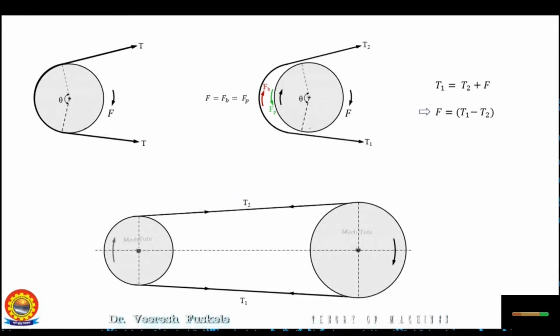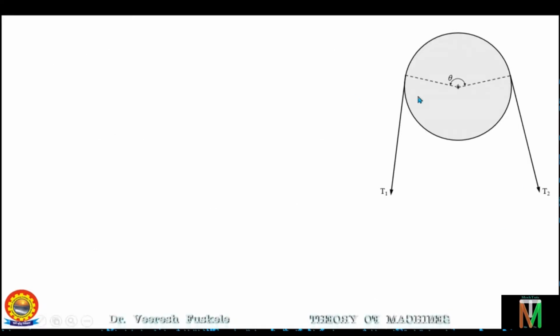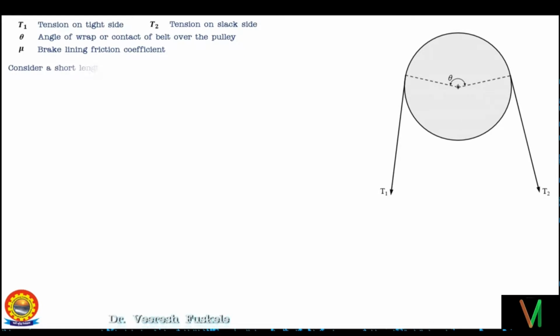Moving ahead, let us now derive the equation of the ratio of friction tensions, which we will be using in the band brake analysis. This equation you might have learned again in your engineering mechanics subject. For those who have not, let us derive this equation. Consider a pulley as shown in the figure. In this figure, T1 is the tension on the tight side, T2 is the tension on the slack side, theta is the angle of wrap, mu is the friction lining coefficient.